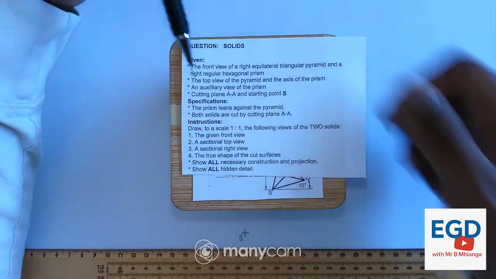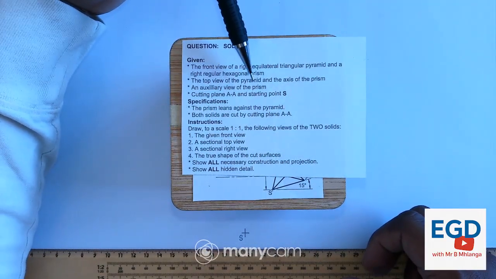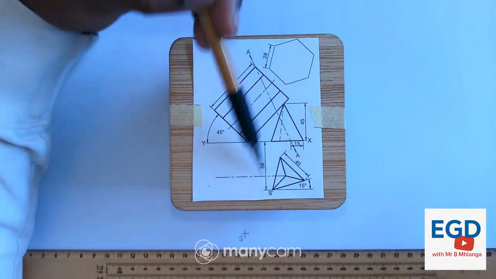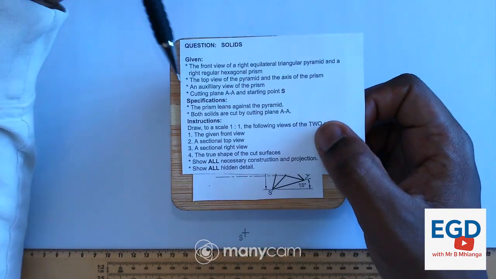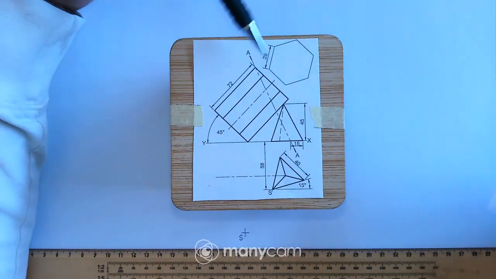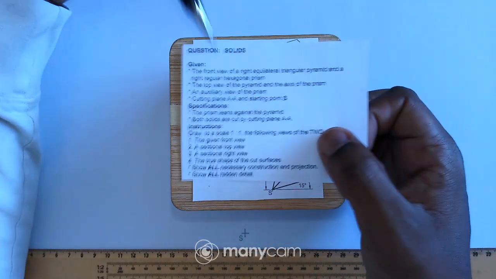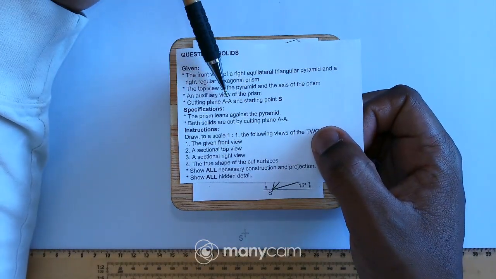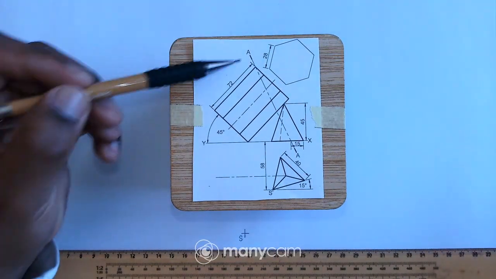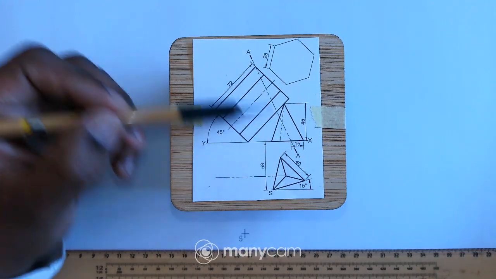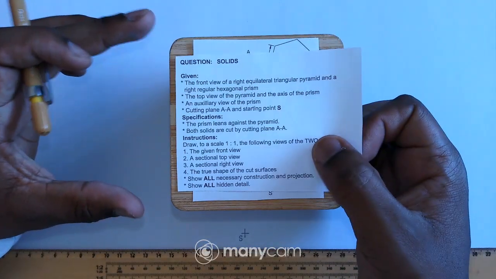And we are also given the top view of the pyramid. This is the top view of the pyramid, but we're not given the top view of the prism, right? Okay, an auxiliary view of the prism. The auxiliary view is up there. The cutting plane AA and the starting point S. The cutting plane AA is right over there, right? And the starting point S on our answer sheet.